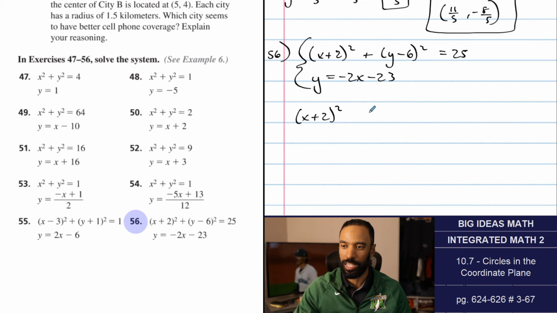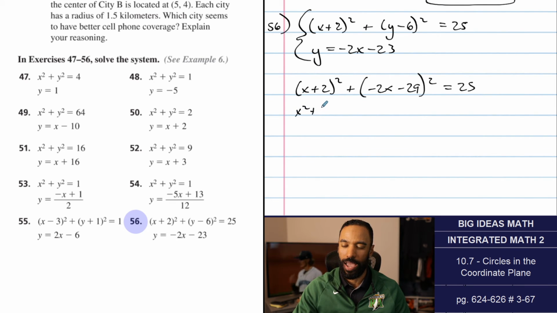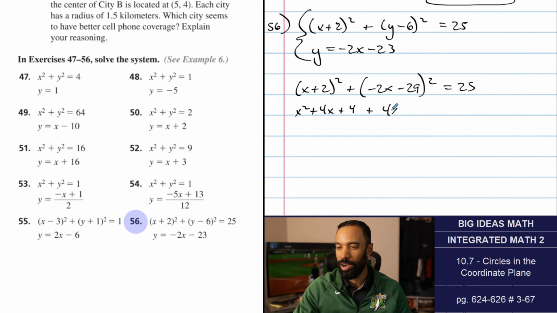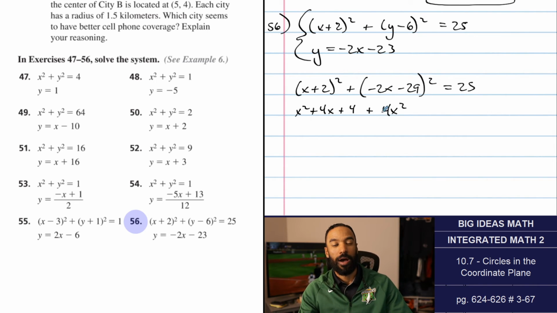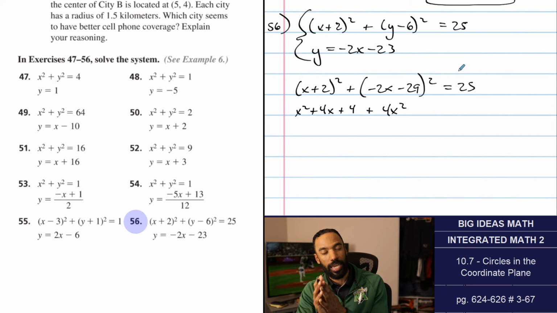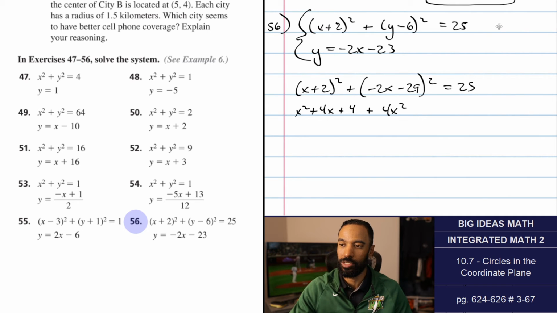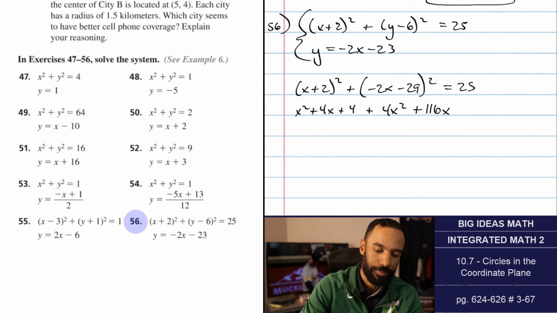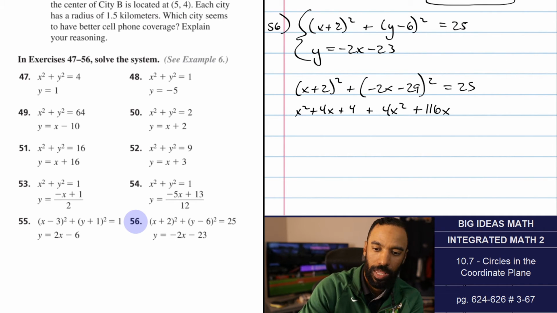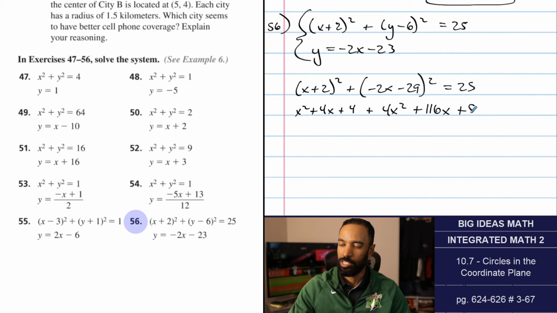Let's write this first, because I can expand at the same time. Negative 2x minus 23 minus 6 is minus 29. That's a lot in there. All right, x squared plus 4x plus 4 is the expansion of this perfect square trinomial. This one is going to be 4x squared. Negative 2 times negative 29 is positive. Honestly, the negatives don't matter here. You can make them all positive. It's going to work out. 2 times 29 is 58. Doubled is 116. So plus 116x. And then 29 times 29 is 841. That's a plus as well.